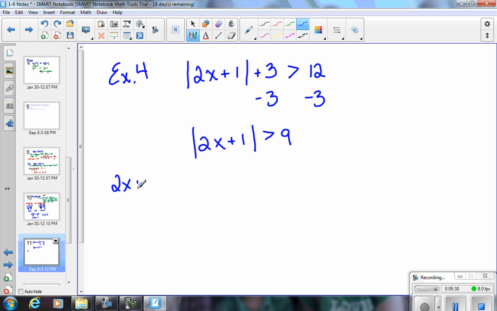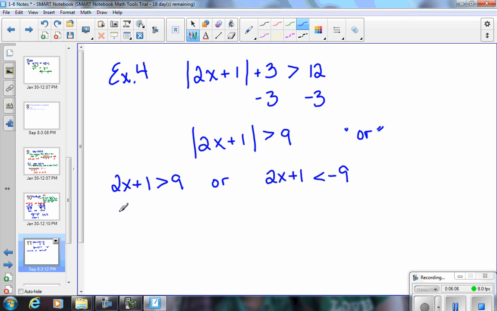So I have 2x plus 1 is greater than 9. Oh, I need to decide first if this is an and or an or. Greater than, again, you can look back, hopefully in your notes, or rewind on the video. Greater than is going to be an or. So we're going to have or 2x plus 1 is less than negative 9 for the second case. Flip the inequality, change the sign of the number.